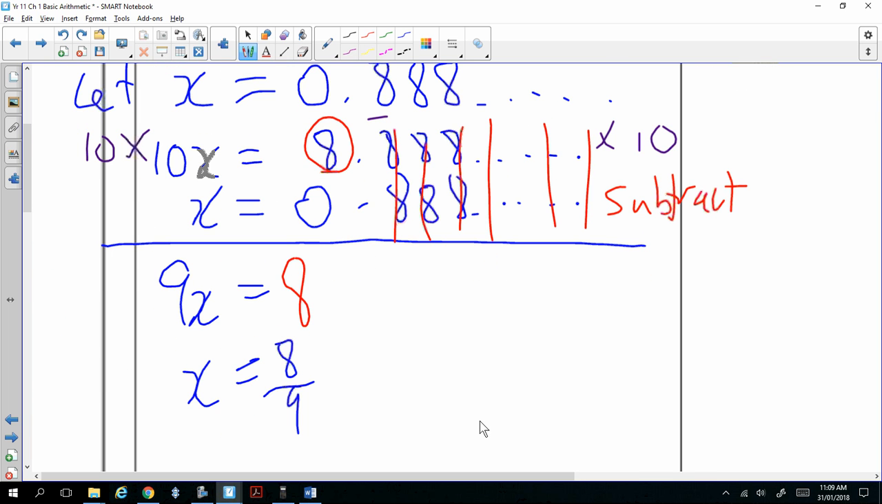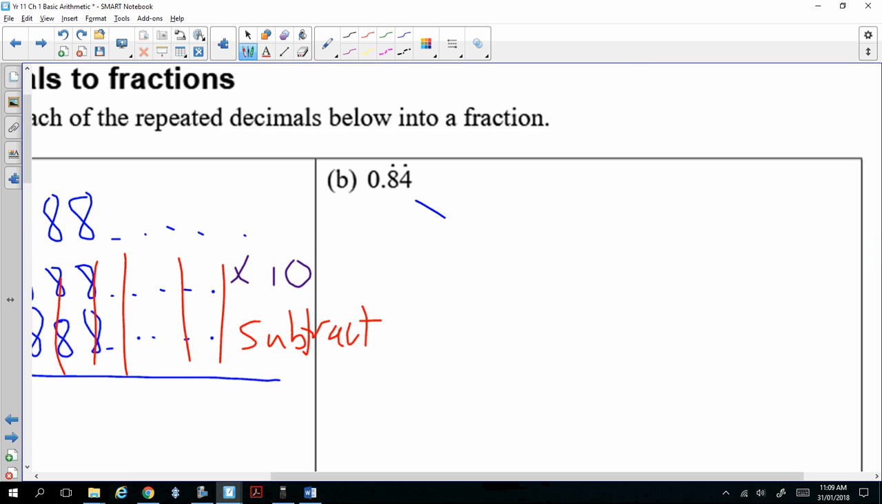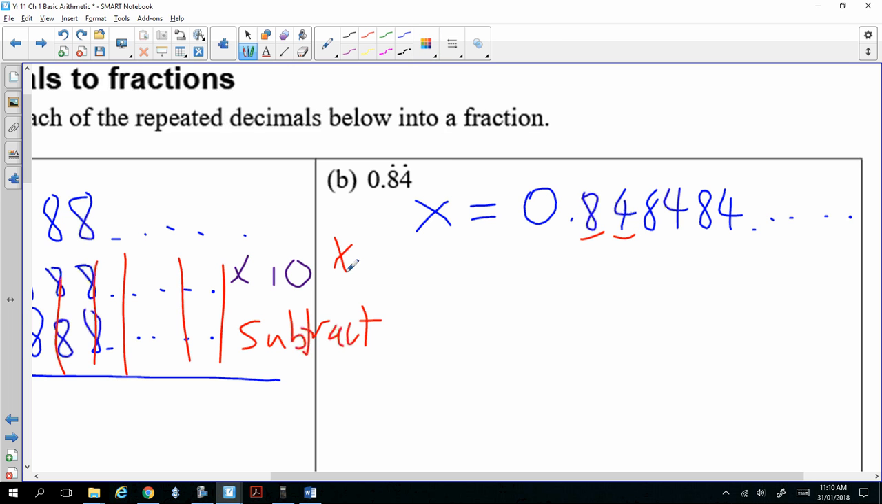Okay. All right, like before, we're going to write x equal to 0. Now this time there's 2 digits that repeat, so write 84, 84. Don't need to write a lot of them, just write a few times, right? 84 and dot, dot, dot. But because there's 2 digits repeating, you've got to times by 100. So the number of digits repeated corresponds to the number of zeros that you're going to multiply. Okay, so we're going to times by 100.